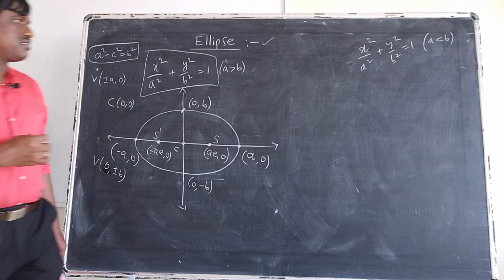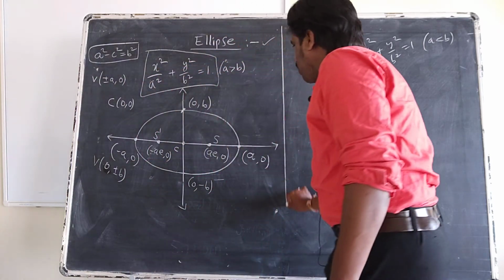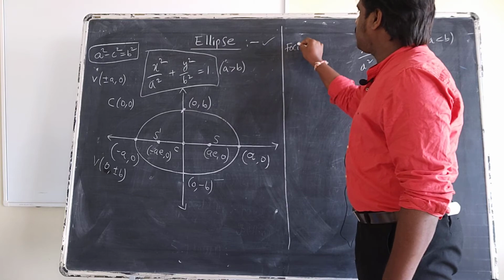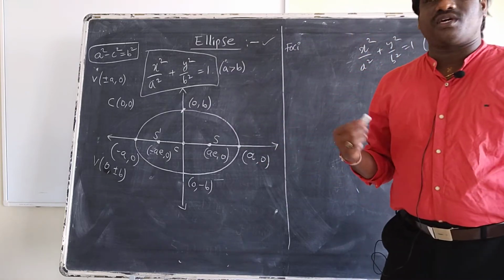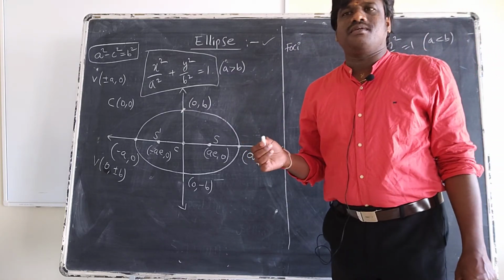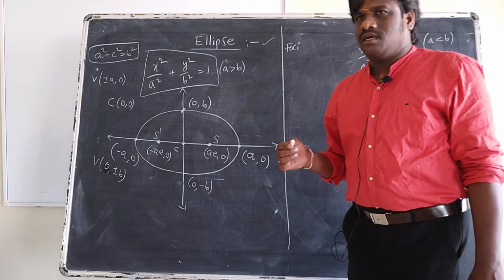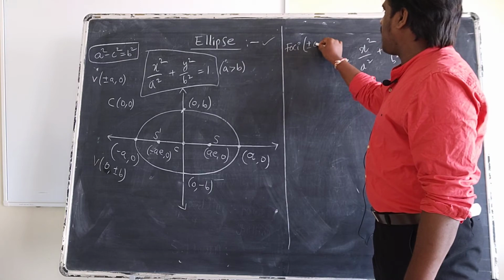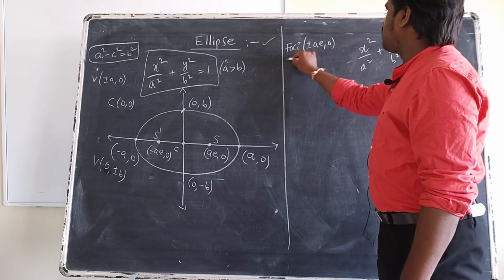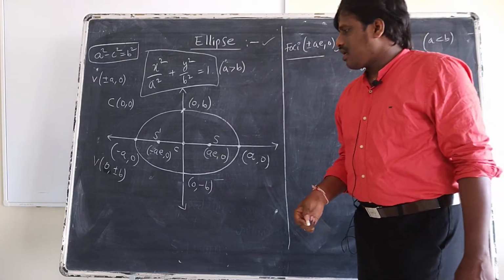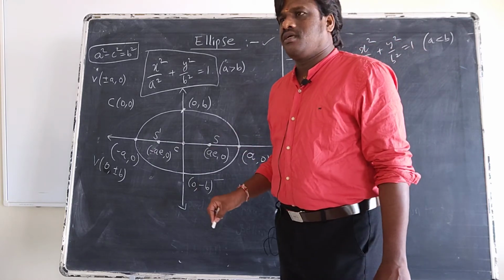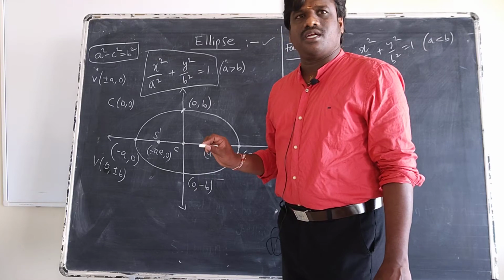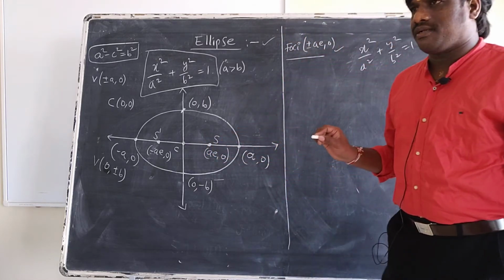So what is the focus of the ellipse in this case? What is foci? Foci is the plural word of focus. So what are the foci here? Plus or minus ae comma 0. This is the focus of the ellipse. And you got the focus of the ellipse. You have the center. You have the vertex. Now you got what I said? Everything is clear? Very good.